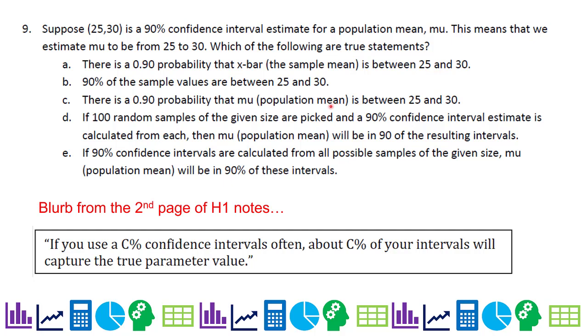No. By the way, your mean is a fixed value, the true mean, not your sample mean, your true mean. It has just one value, all right? And we mark it in the center of our little graph. It does not move around. It does not have a probability, okay? If 100 random samples of the given size are picked, and a 90% confidence interval estimate is calculated from each, then mu will be in 90 of the resulting intervals.